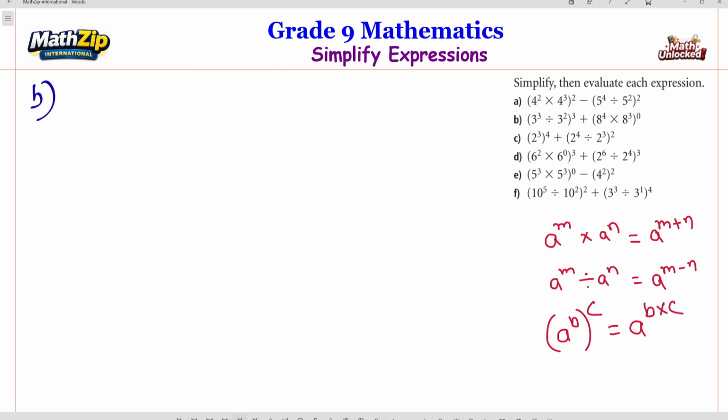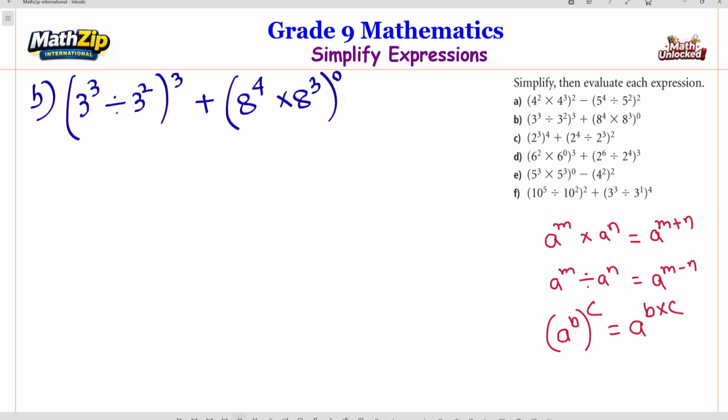Question B. (3³ ÷ 3²)³ + (8⁴ × 8³)⁰. So we know once the bases are the same in division, the powers are subtracted. It means 3 minus 2, it will be 1, to the power 3, plus.